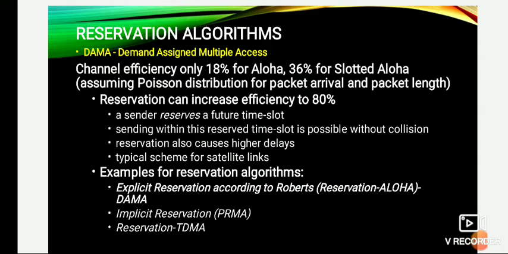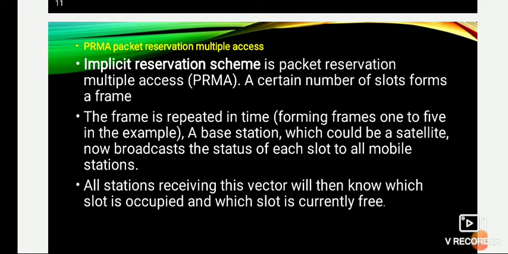Examples of reservation algorithms are explicit reservation according to Roberts, reservation Aloha, DAMA, implicit reservation PRMA, and reservation TDMA. Then PRMA, that is packet reservation multiple access. The implicit reservation scheme is packet reservation multiple access. A certain number of slots forms a frame. The frame is repeated in time, forming the frames 1 to 5 in the example. A base station, which could be a satellite, broadcasts the status of each slot to the mobile stations. All the stations receiving this vector will know which slot is occupied and which slot is currently free.